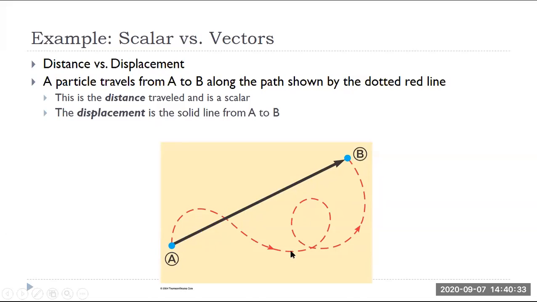It doesn't matter what path you took. We talked about the fact that the distance and the displacement do not have to be the same value. You can have zero displacement and still have distance covered. If I end up back where I started, my distance would be some value, but my displacement would be zero.